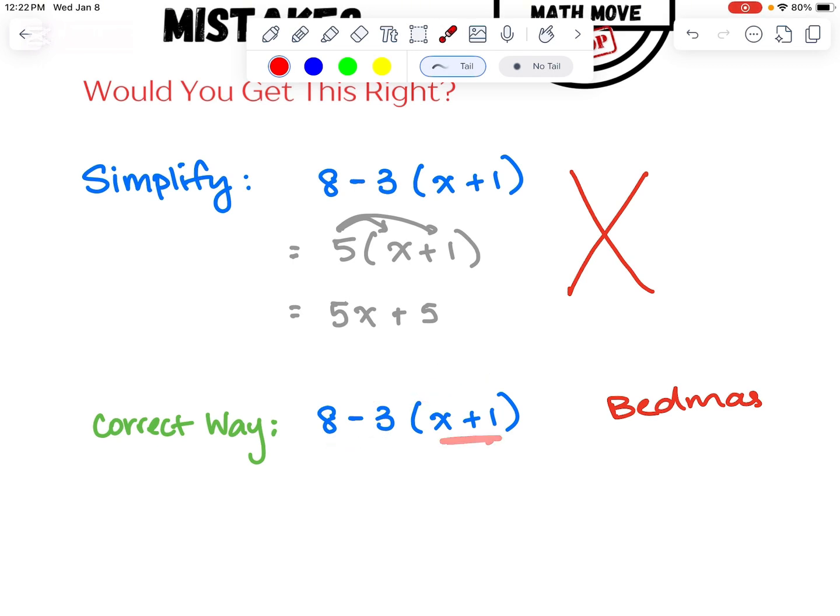For anyone saying, well, what about the brackets? Yes, I see brackets, that is true. However, the B in BEDMAS, or the P for parentheses, means is there anything within the brackets that I can simplify? And in this case, we've got unlike terms, so no, we can't.